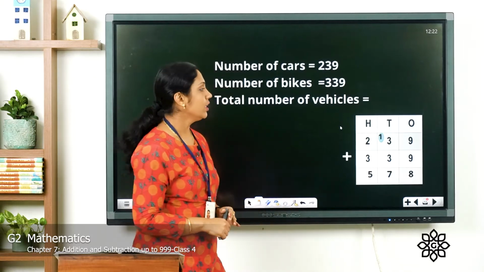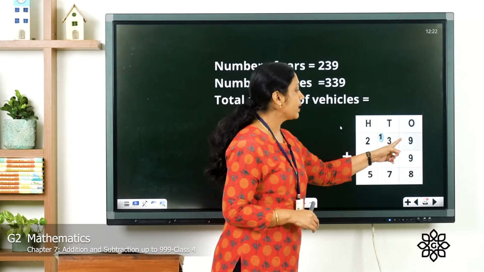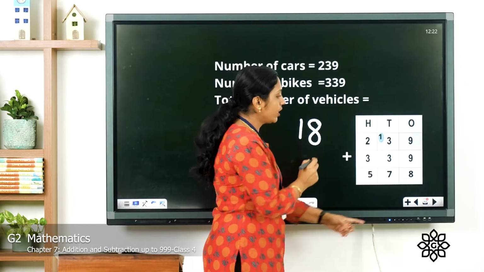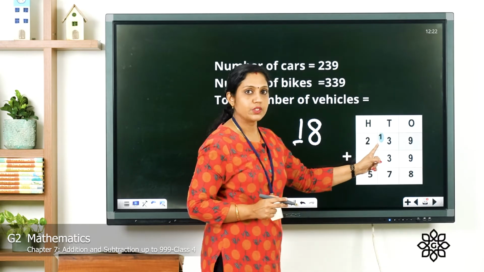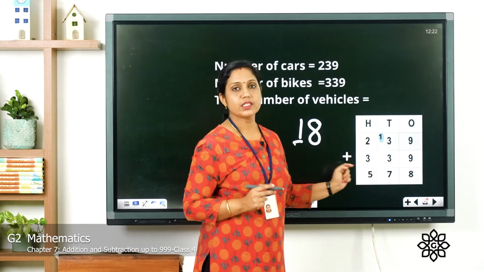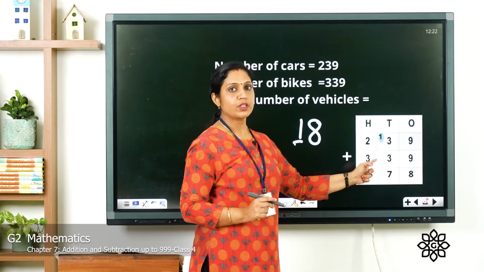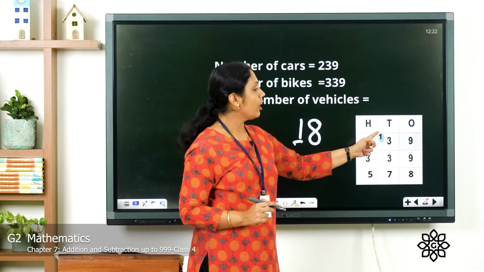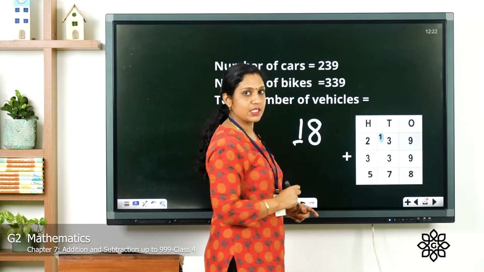So let's add. We have 9 plus 9 in the ones position. So 9 plus 9 is 18. So what we have to do? We write the 8 here in the ones position, and this 1 we carry over to the tens position. Now we have 3 numbers in the tens position to add. We have 1 plus 3 plus 3. So we'll first add 1 plus 3. 1 plus 3 is 4. 4 plus 3 is 7. So write down the answer 7 in the tens position.